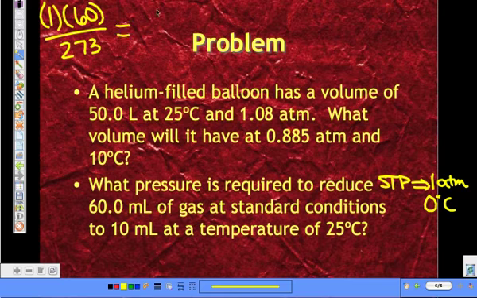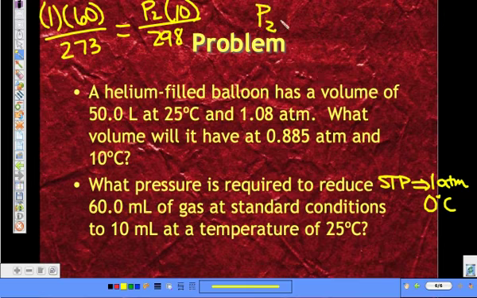So it equals, we're looking for P2. V2 is 10 and 298. So we're going to solve for P2. And I get 6.5. Good.